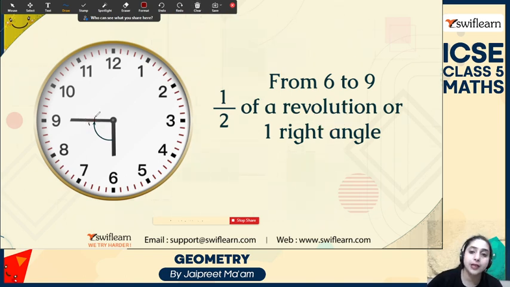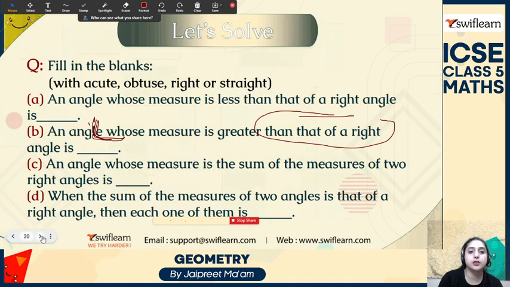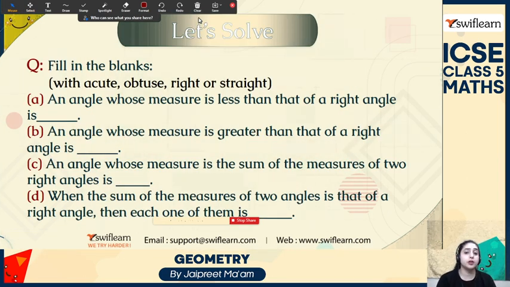So 6 to 9 is half of a revolution or one right angle. So it's one right angle, right? Okay, and it's half of a revolution. Let's proceed further. And अब तो हम इतना कुछ पढ़ सके हैं, right angle, acute angle, obtuse angle.